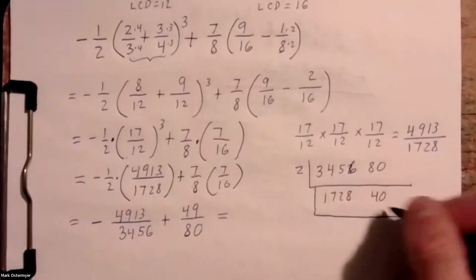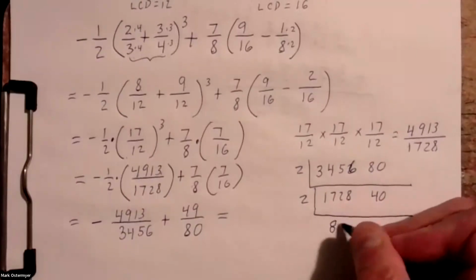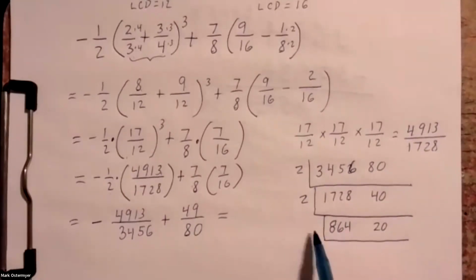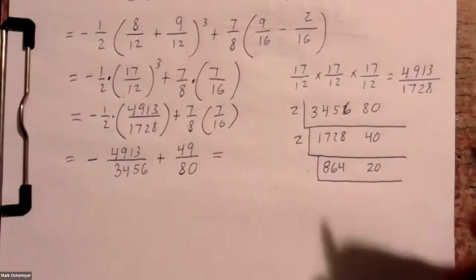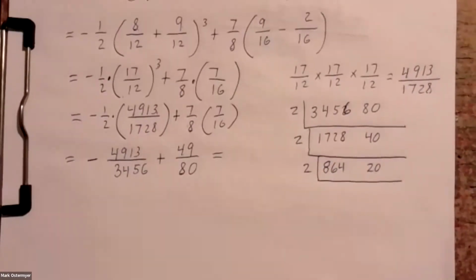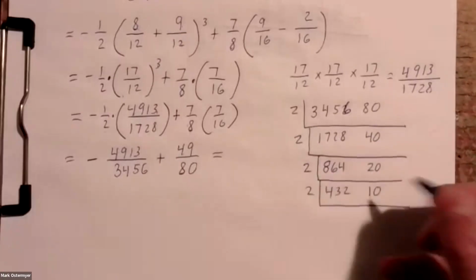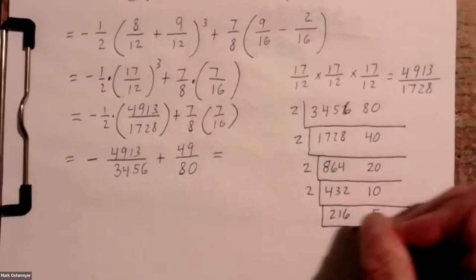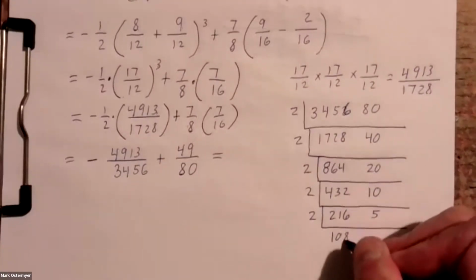A prime number that divides into at least one of these numbers again would be 2. 2 divides into 1728 864 times, and divides into 40 20 times. You can't use 4. Why can I not use 4 out here? Because 4 is not a what? Prime number. It's got to be a prime number. 2 works again. 2 divides into 864 432 times. Divides into 20 10 times. 2 works again. Divides into 432 216 times, divides into 10 5 times. 2 works again, divides into 216 108 times. Divides into 5? No.